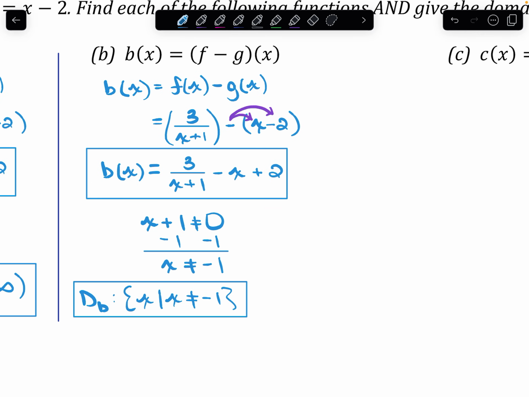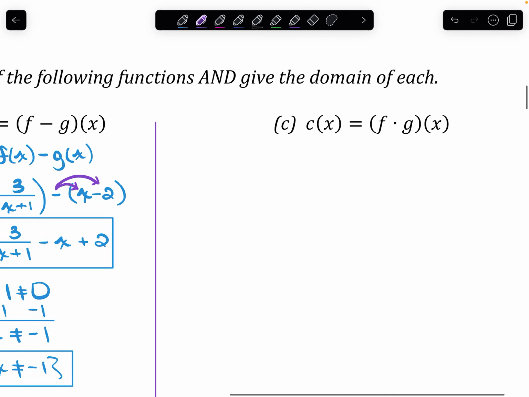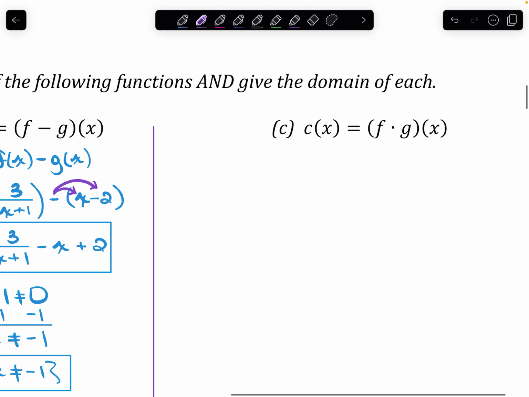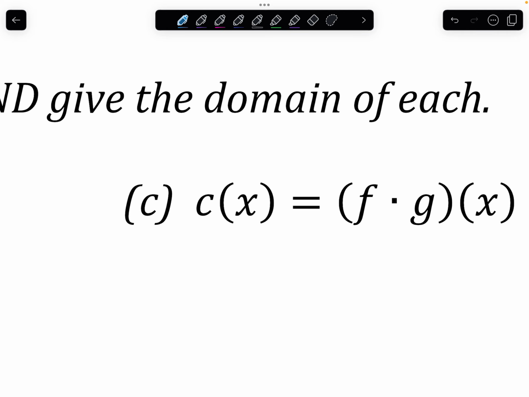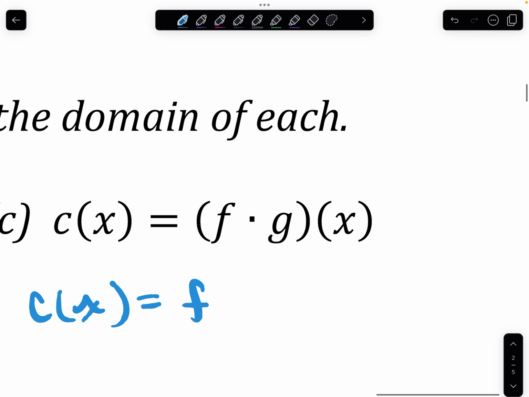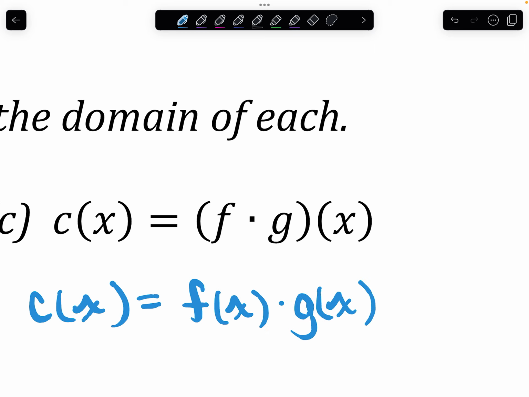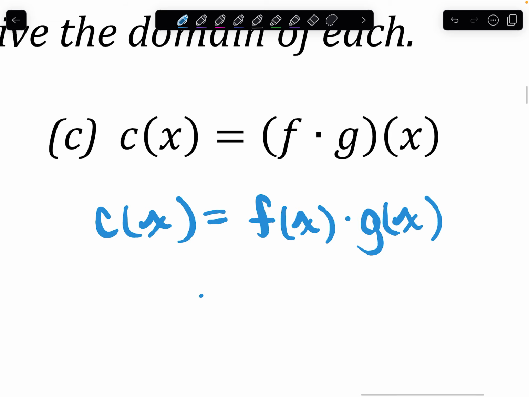All right, C, separation. Function C of x is f of x times g of x. So C is going to be f of x times g of x. So I'm going to go get f.